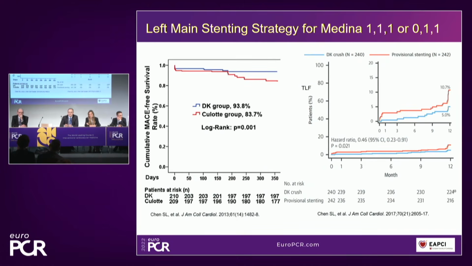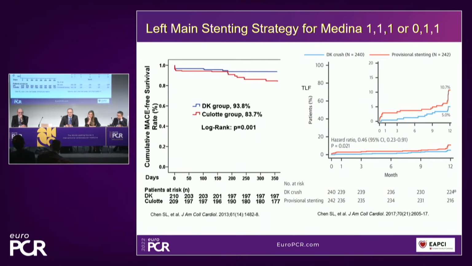Now, the main drawback of the EBC Main was the fact that this trial did not pre-specify the 2-stent strategy. The DK crush strategy, which has been shown in other trials to potentially be superior as a 2-stent strategy, was used in about 5% of cases.